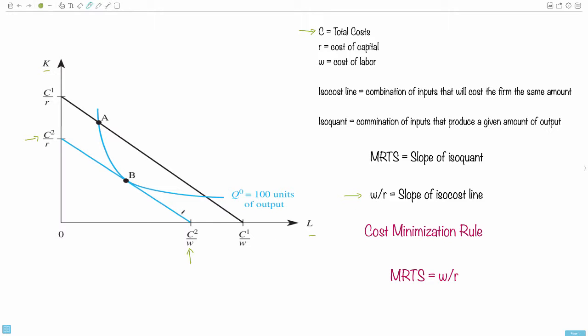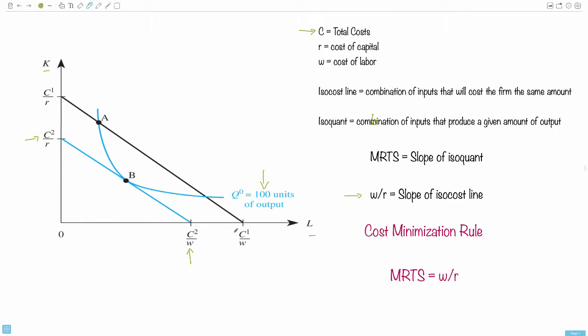Now, let's talk about this curve, which we call the isoquant. There is a typo here, as it's supposed to say combination of inputs. The isoquant is the combination of inputs that produce a given amount of output. So in this case, you can have any combination of capital and labor that is going to give you a production of 100 units of output.